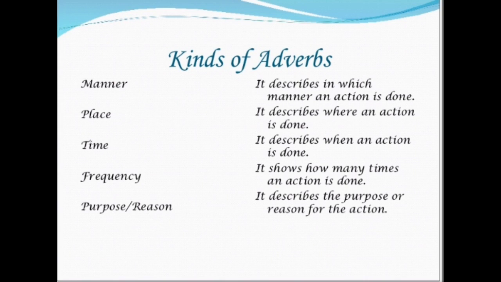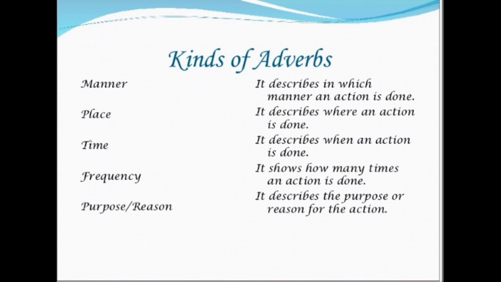Manner describes the manner in which the action is done. Place describes where an action is done. Time describes when an action is done. Frequency, how many times it is done. And purpose and reason tell the purpose and reason for which the action is done or was done. So I'm not explaining these because you already know about them.